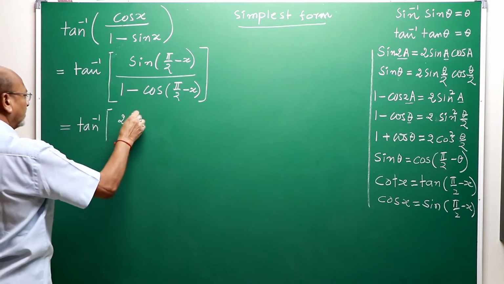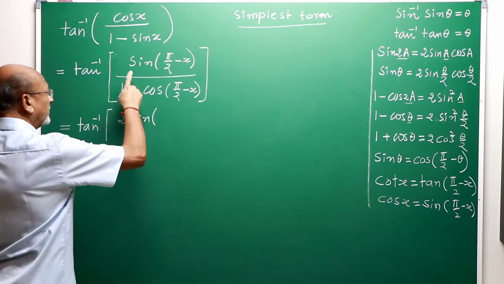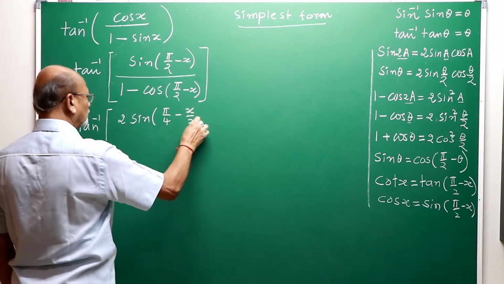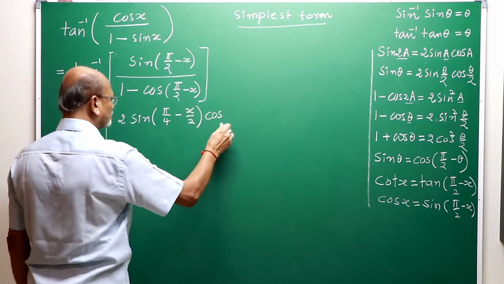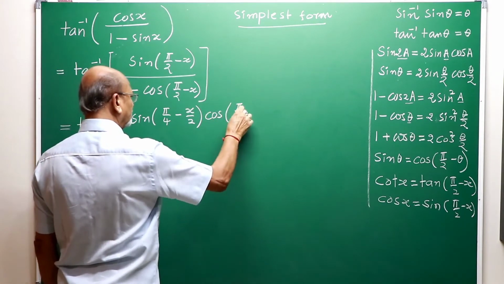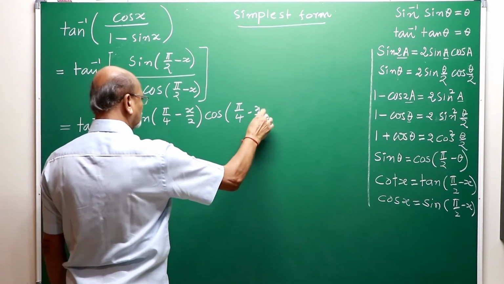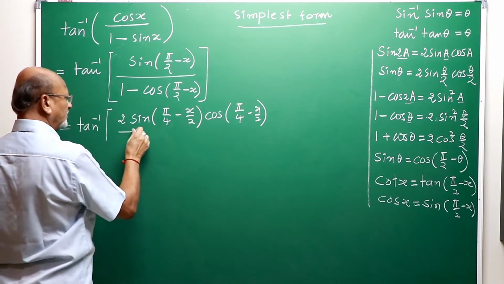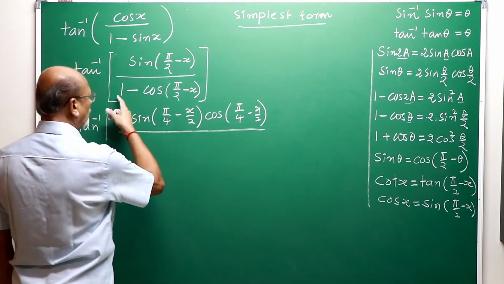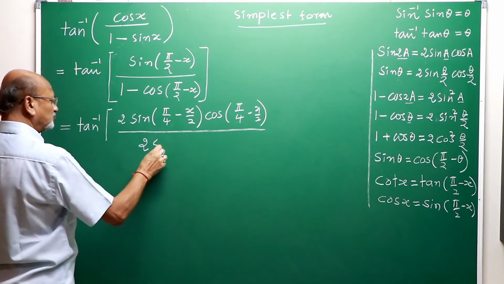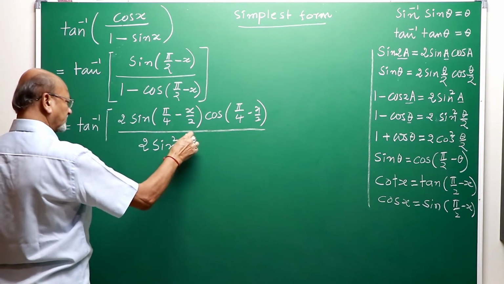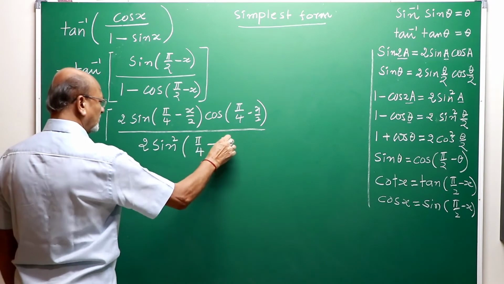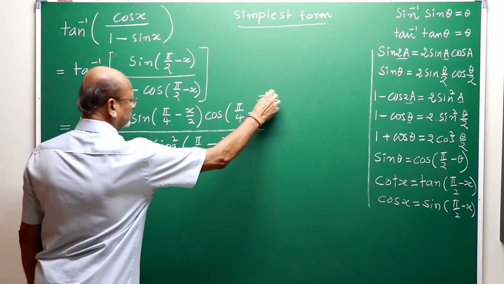Yes, my friend. 2 sine theta by 2, and along with sine you have cos. What is it? It is pi by 4 minus x by 2. Understood? 2 sine theta by 2 cos theta by 2. Denominator, my friend: 1 minus, I told you, is 2 sine square. Here also, half of the angle: pi by 2 upon 2 minus x upon 2. Yes, my friend.